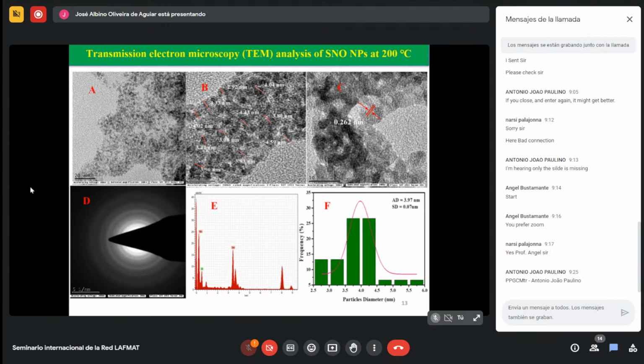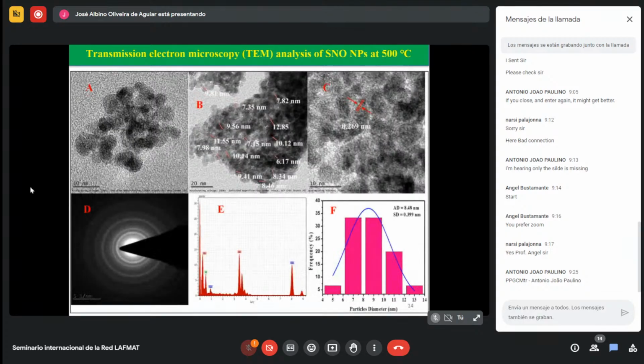The TEM images clearly show a spherical nature, less than 5 nanometers, like a quantum dot. Here F represents the histogram of the particle size distribution. This is 3.94, equal to 4 nanometers at 200 degrees.